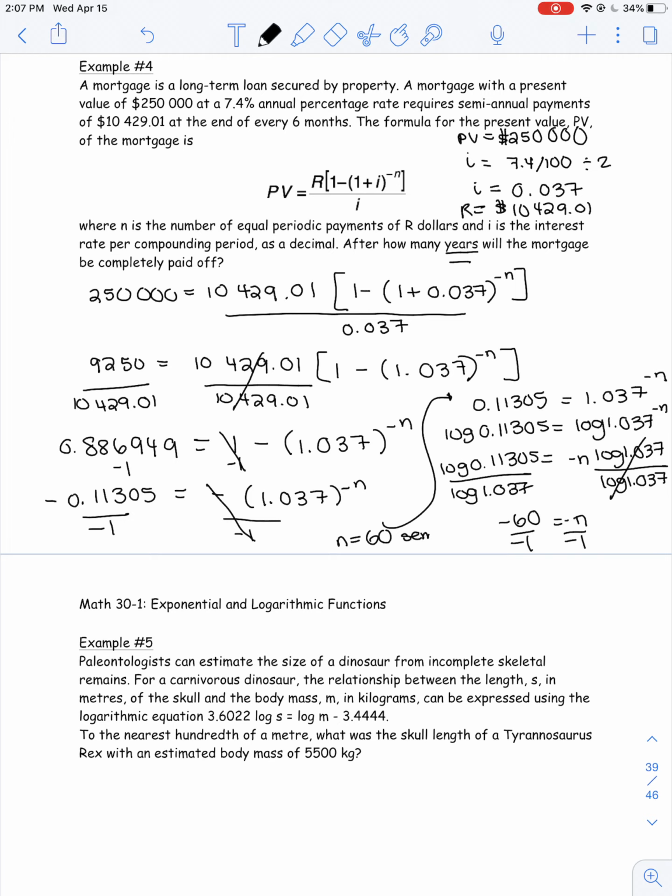Now this is in semi-annual periods. So lastly, we're going to multiply this answer by 2. So you're going to multiply this answer by 2 to get years. So finally, we have 60 times 2 equals, or actually it should be dividing by 2. 60 divided by 2 will tell us that there are 30 years for us to make these payments. So it's going to take us 30 years, and that's our final answer.